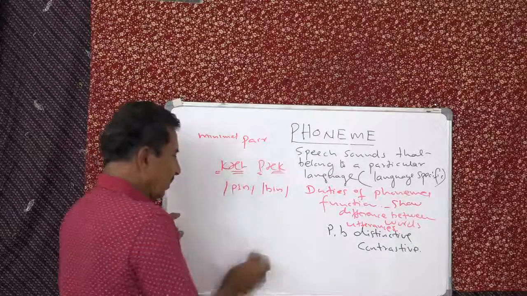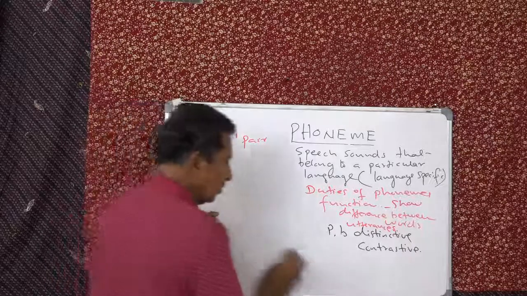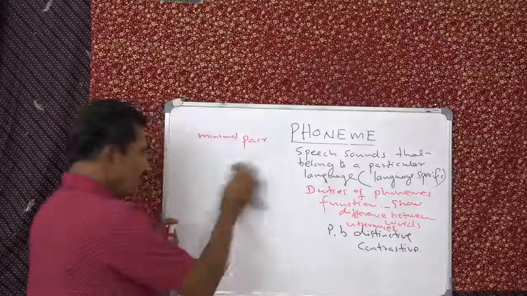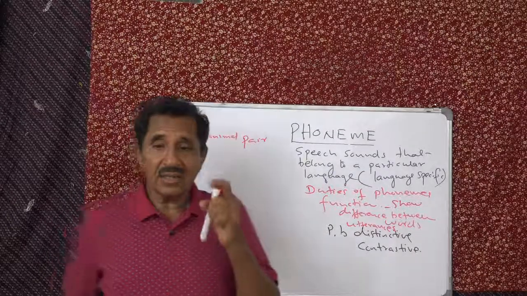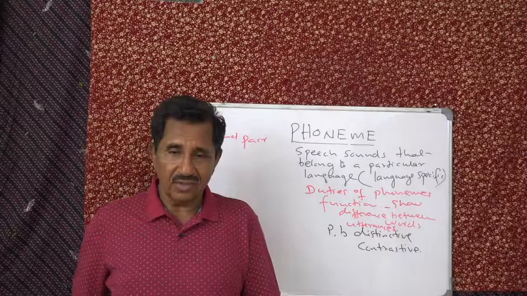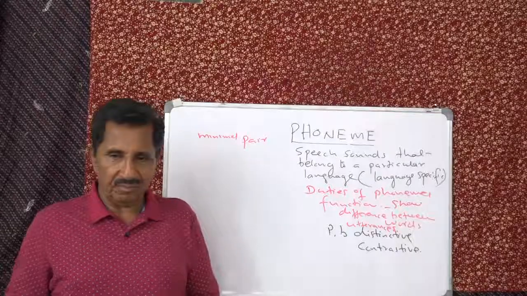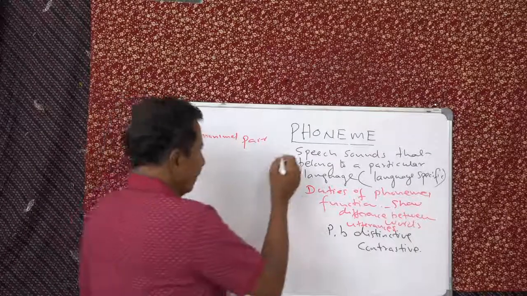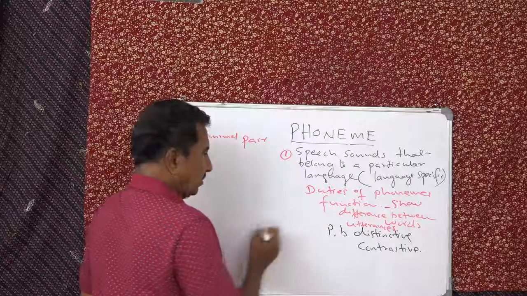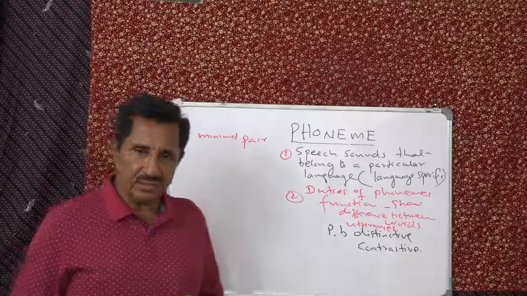This can be shown by the minimal pair test, because in a minimal pair the difference is only of one sound, and that one sound can create such a tremendous meaning change. That means sounds are in contrastive relationship. Understand? So that is the second point. First, phonemes are language specific. Second, phonemes are in contrastive relationship.